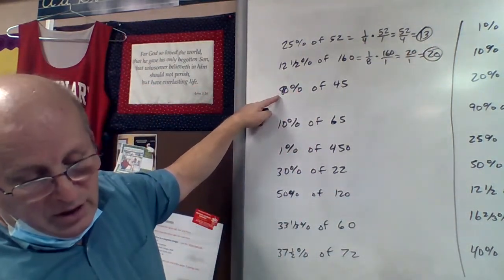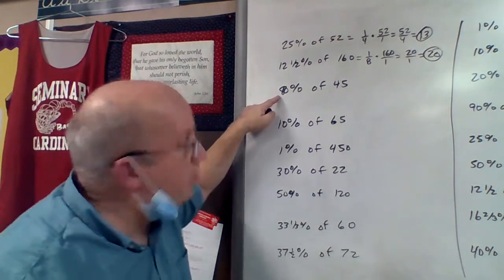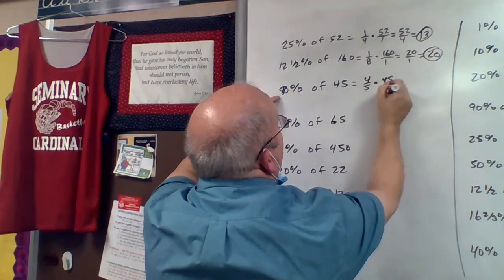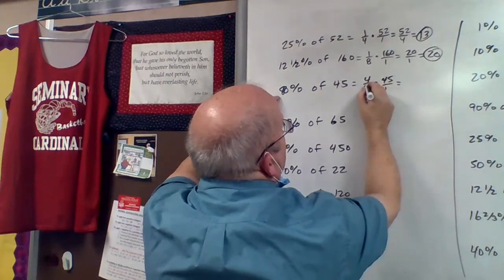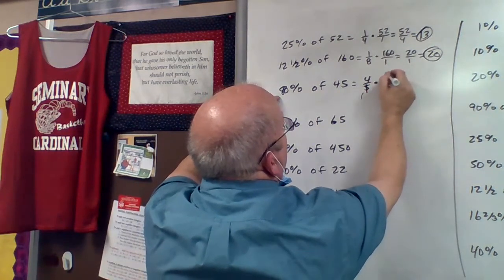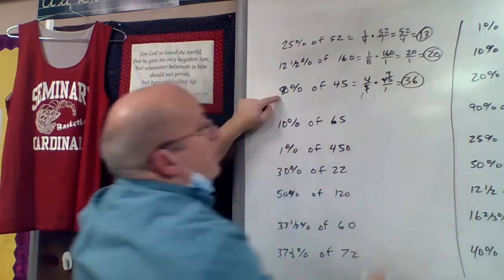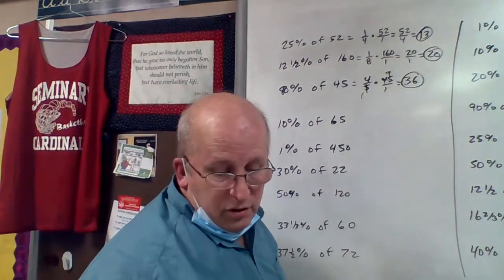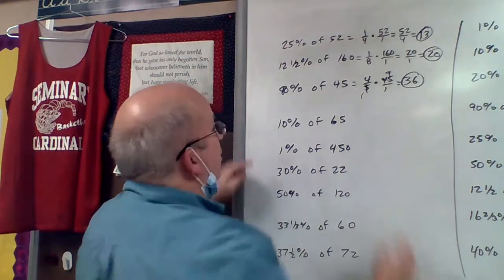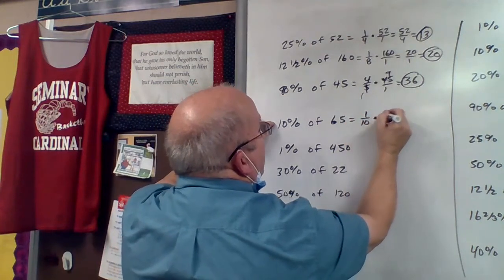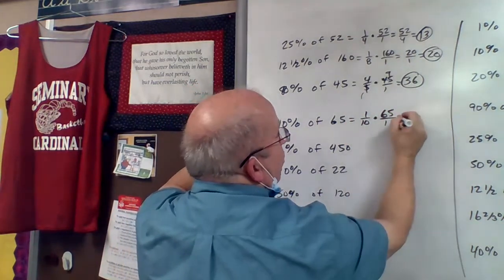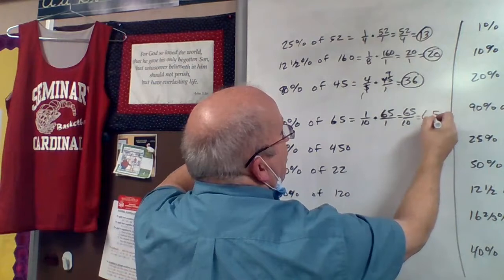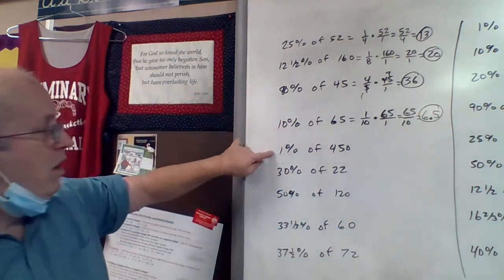Look at 80%. 80% on your chart there is the fraction 4/5. So if I want to figure out 4/5 of 45, well, hey, I'm going to cross simplify. Divide by 5, divide by 5, gives me an answer of 36 there. How about 10% of 65? Well, 10% according to, wait a minute, yep, 10% is 1/10. 1/10 times 65 over 1, that would be 65 over 10, which simplifies down to 6.5 if I do the long division. How about 1%?